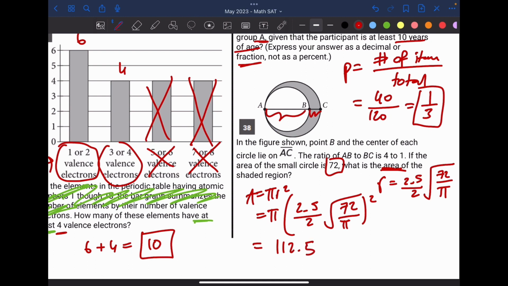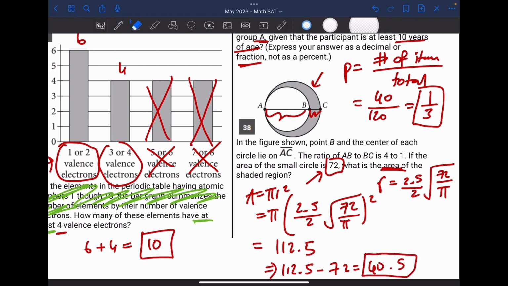And now, final step, we know that the area of the small circle is 72. And now the area of the big circle is 112.5. So 112.5 minus 72 would give you 40.5, and that is the area of the shaded region, and you're done.